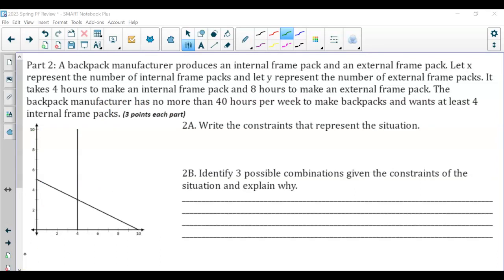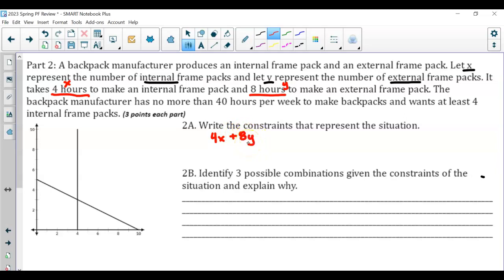And so now here in part 2, we need to first get the constraints and then identify combinations. Based on this situation of creating these frame pack backpacks, we're going to let X be internal and Y be external. Now it takes 4 hours to make an internal. An internal was X. And it takes 8 hours to make an external, which is Y. So that's why you have 4X plus 8Y.